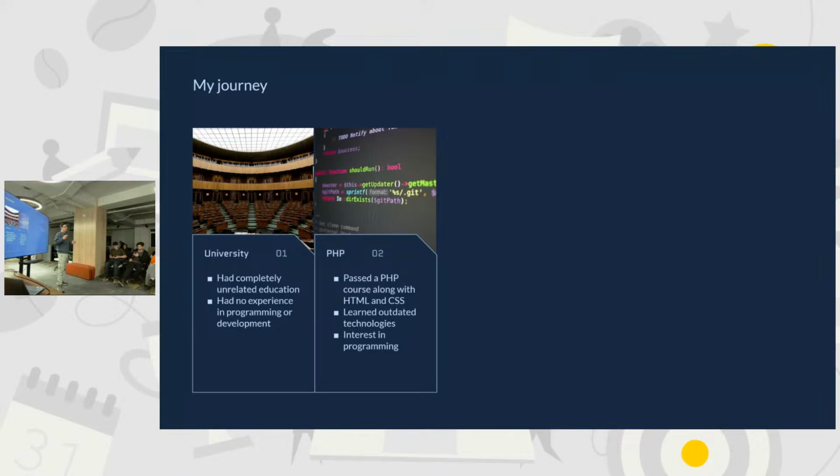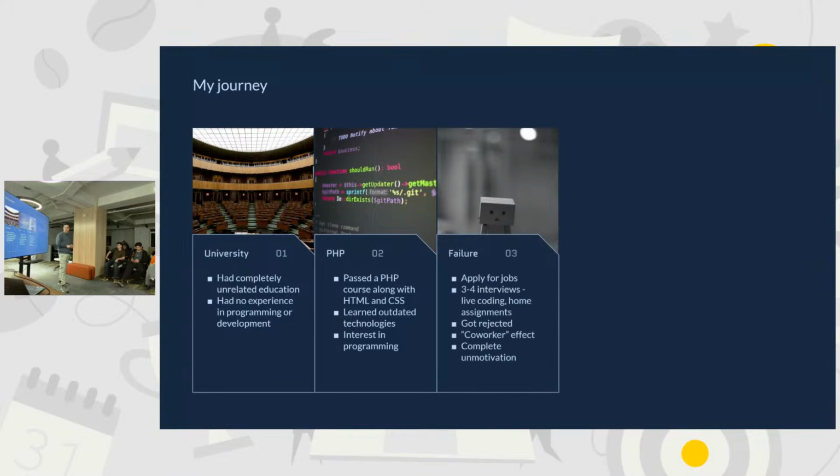But back then, as I didn't have any experience, when I finished that course, I thought that I can apply to any job, and they should hire me, and I will have any job in the future. Then there was a period when I was already working after university as a call center operator, and I applied for jobs and got 3 to 4 interviews. Some of them were live coding, some of them had technical assignments, and I failed all of them. I couldn't pass any of them because I didn't know enough programming, enough PHP, although I passed the course. And yeah, I felt rejected.